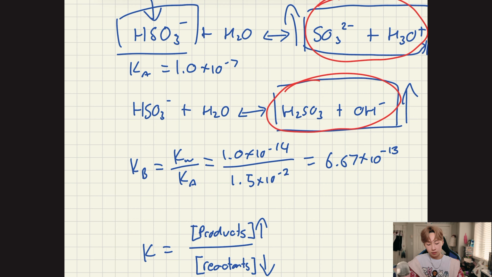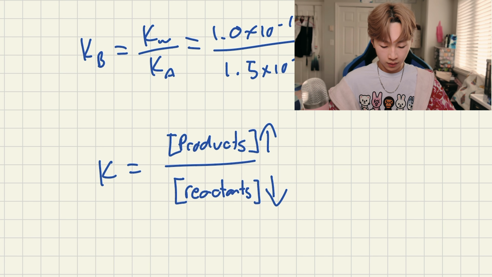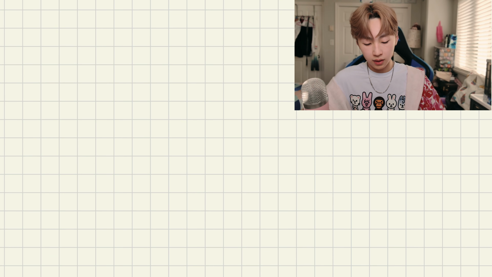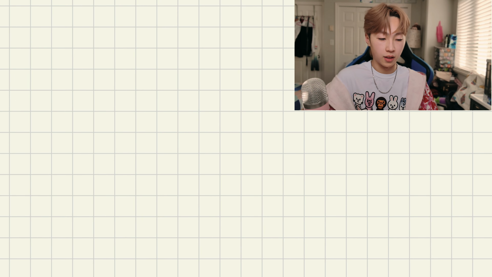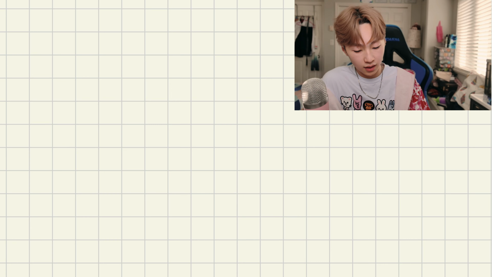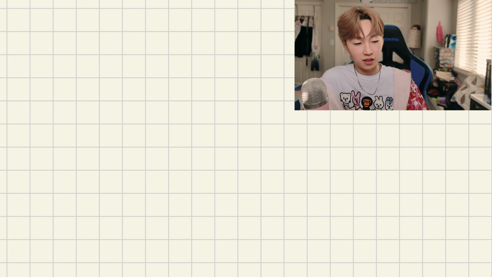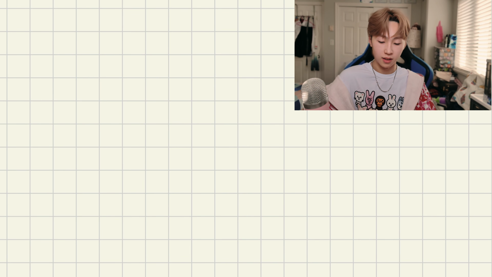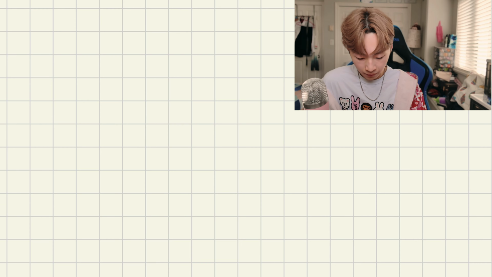So the main reason here is a bigger K means bigger products. And having more products means that it will tend towards being an acid or base more. Hopefully that makes sense. Okay, next, something that some of you might not be able to do right now is compare concentration of ions, which is a Chem 11 unit.